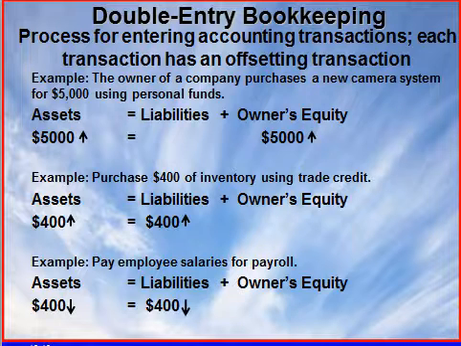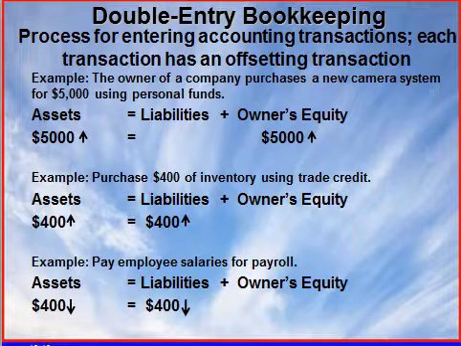Let's look at another example. In this one, we purchased $400 of inventory using trade credit. So our assets, meaning our inventory, has gone up by $400. So we need an offsetting transaction that will balance this equation. Well, trade credit, this is credit that's been extended to us by our supplier, has gone up by $400. We now have something we have to pay, so our liability has gone up by $400.